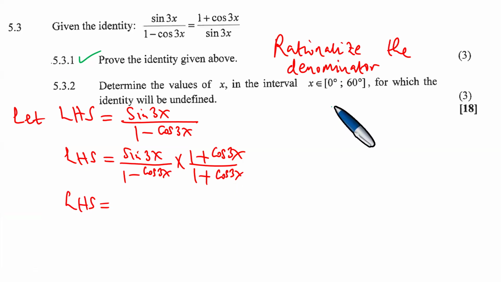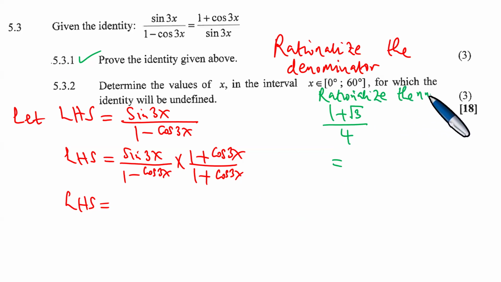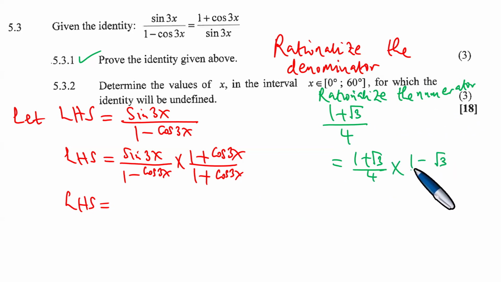For example, we can have 1 plus the square root of 3 divided by 4. Let us rationalize the numerator here, and that is the instruction. How do we rationalize the numerator? So we have 1 plus this and 4, and we multiply by the conjugate.